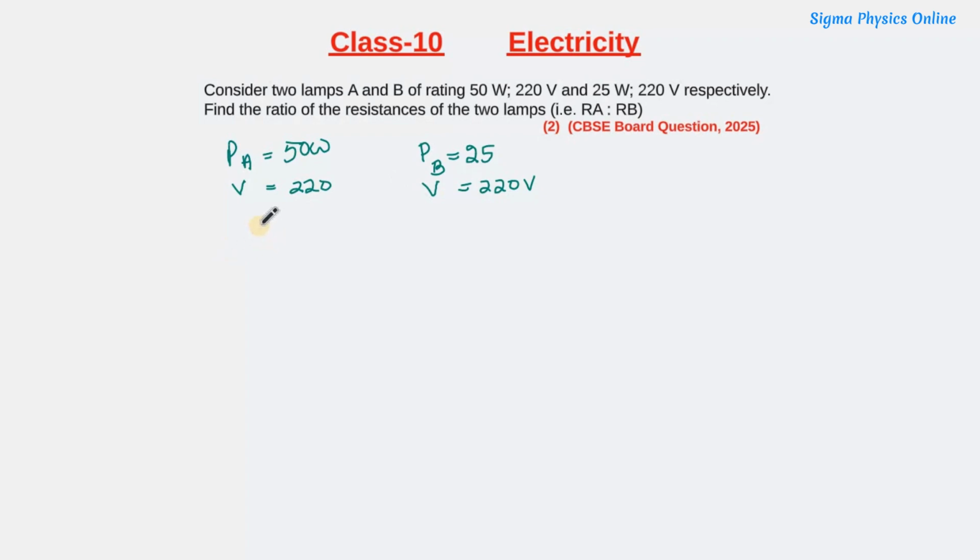Now we know the formula connecting power, voltage and resistance is P is equal to V square by R. Therefore, resistance will be V square by P. So using this formula we will find out the resistance of the individual bulbs.